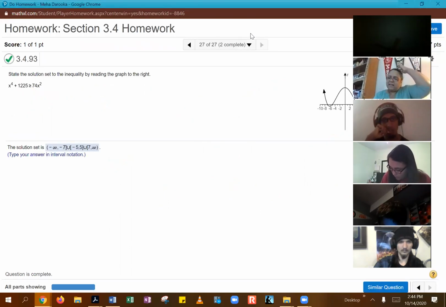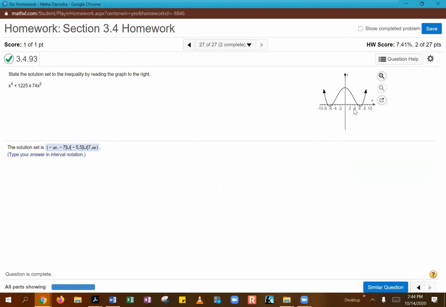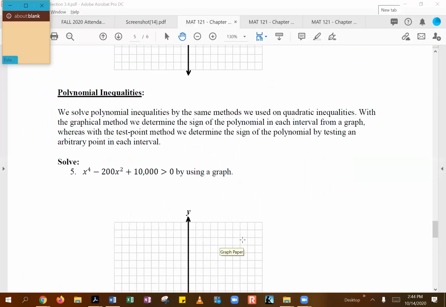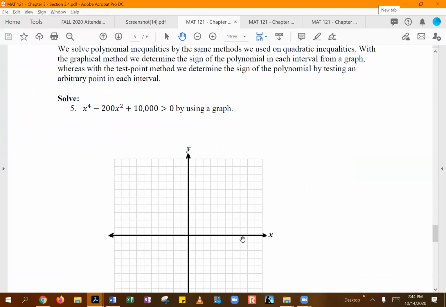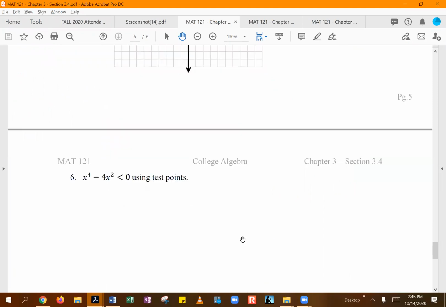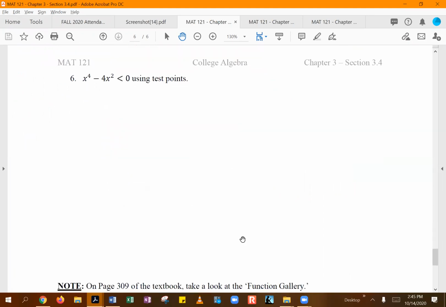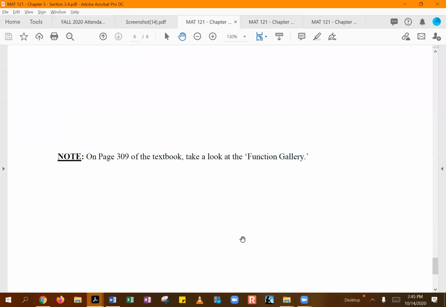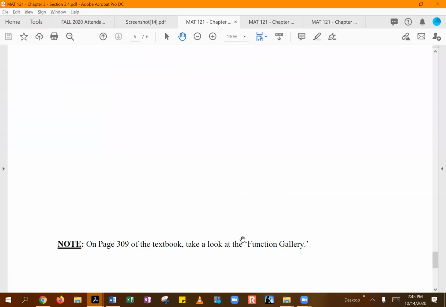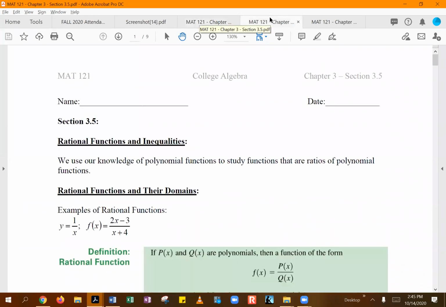Okay, so obviously my MATLAB is making it a little bit easier for us because they're giving us the graphs and we don't have to come up with the graphs on our own. But that was the last part we needed to talk about from section 3.4, is how you could use the graphs or the test point method to solve these polynomial inequalities. So again, guys, you can look at the video lecture if you want to see how the test point method would work. If you have not seen the video lecture, go take a look at it.